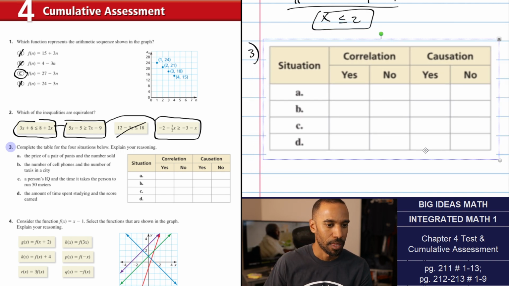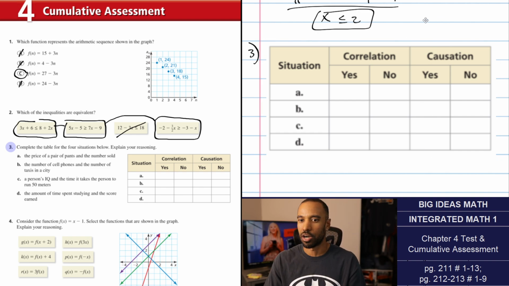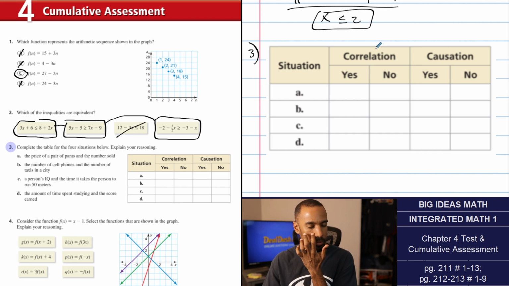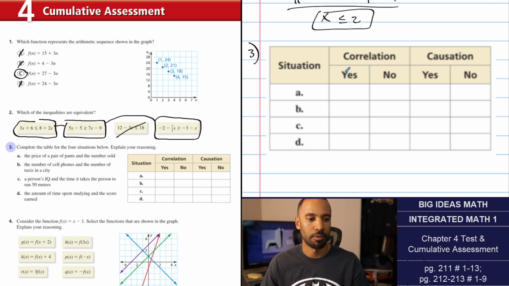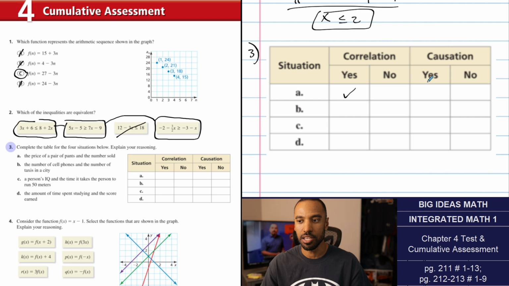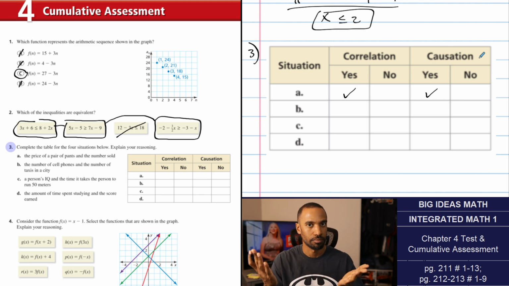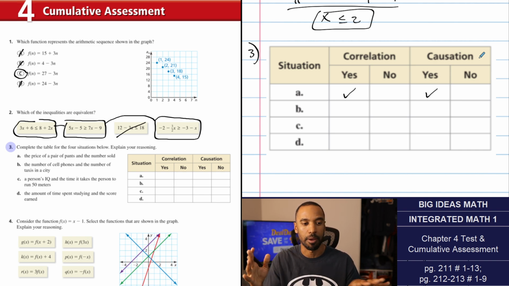Situation A, the price of a pair of pants and the number sold. Is there a correlation? Absolutely. I feel like the greater the price of pants, the fewer that will be sold, right? You raise the price there. And that's causation too. To me, you raise the price, you're going to sell less. That's the idea, assuming the same kind of pair of pants.